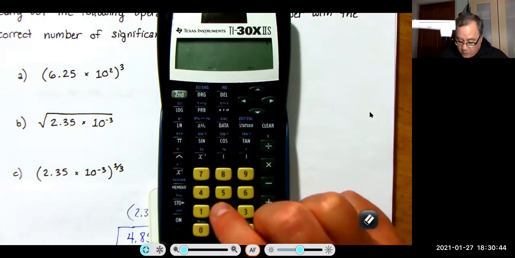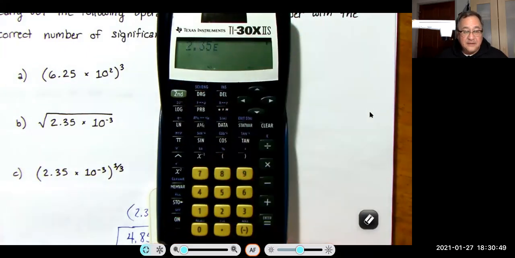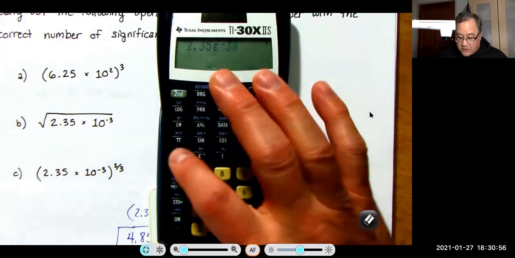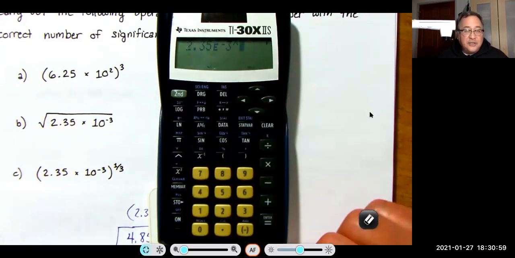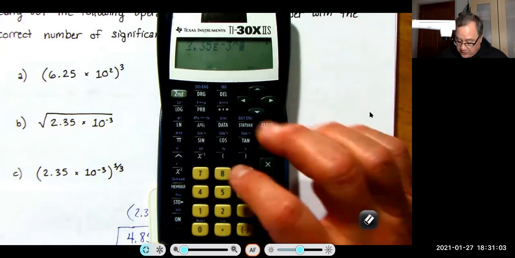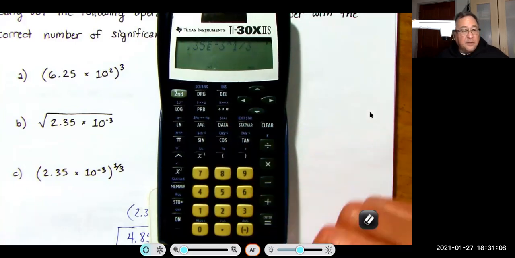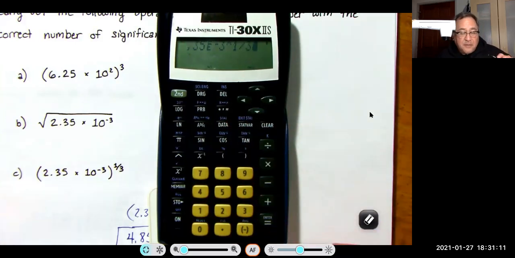So 2.35 second EE negative 3. And then I'm going to raise this to the 1/3 power. Let's see what happens if I don't use parentheses for my 1/3. 1 divided by 3. So remember, we're looking at a number that multiplied by itself 3 times will get this value here when we say to the 1/3.